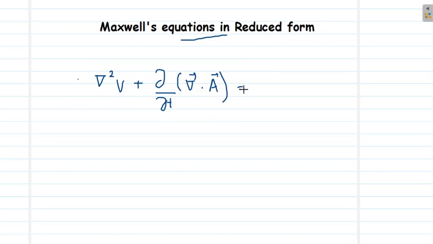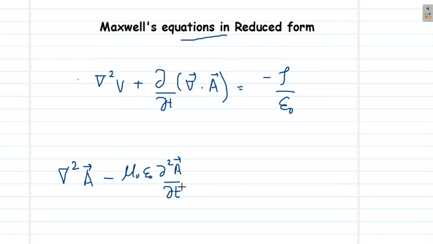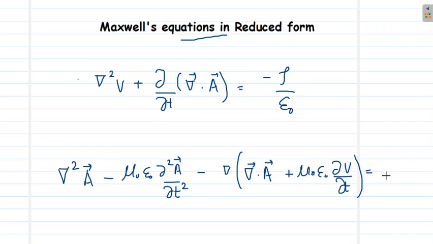I think you have to derive these equations in the first module. As of now, just for the sake of continuity of concept, let me just state these Maxwell's equations in the reduced form. Those are given by ∇²V plus ∂/∂t of (∇·A bar) equals minus rho by epsilon 0. Similarly, the other equation is ∇²A bar minus mu 0 epsilon 0 ∂²A bar/∂t² minus ∇(∇·A bar) plus mu 0 epsilon 0 ∂V/∂t is equal to minus mu 0 J.